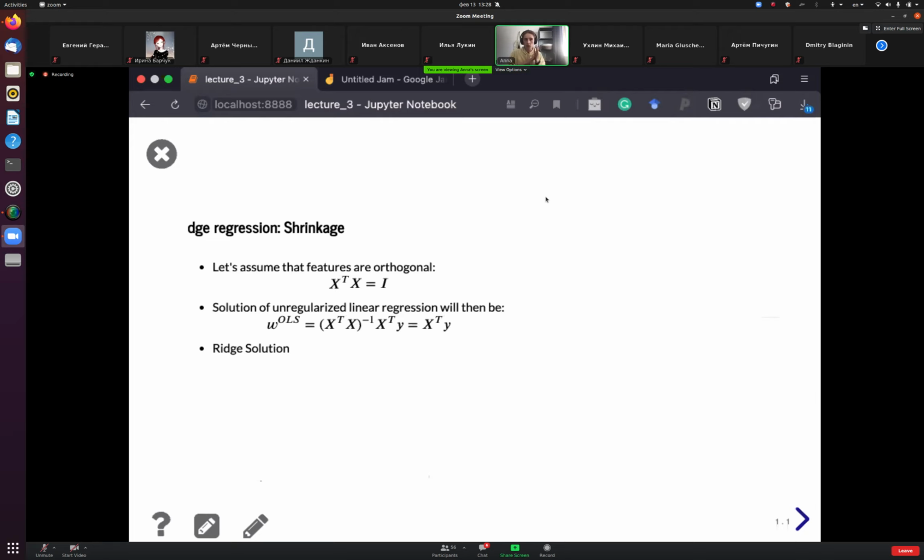To do that, let's assume that our features are orthogonal, namely that X transpose X is equal to identity. We can do that by using a linear operator: if you create new features which are linear combinations of the old ones, you can find such a desired matrix that would satisfy this condition. The solution of unregularized regression in this case would be just X transpose Y, because this part is now an identity, and the inverse of the identity is still an identity. So what about the ridge solution?